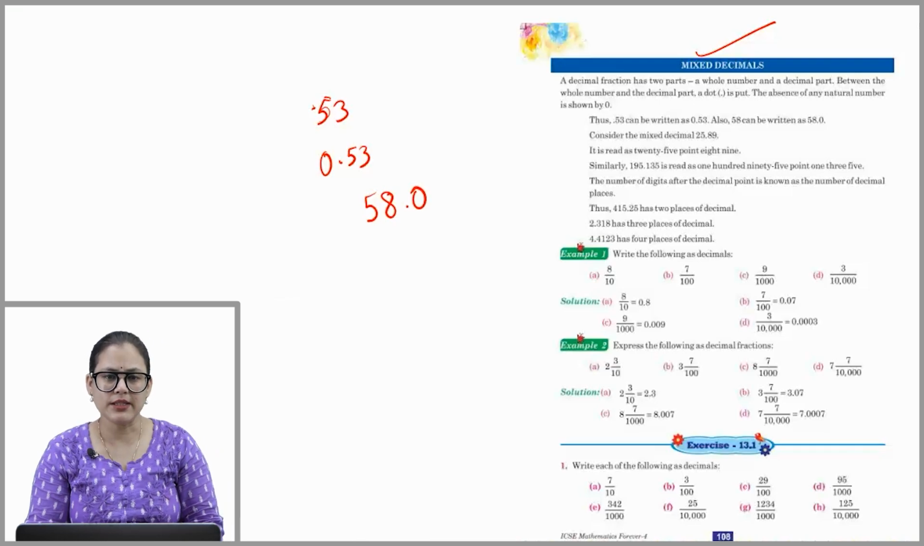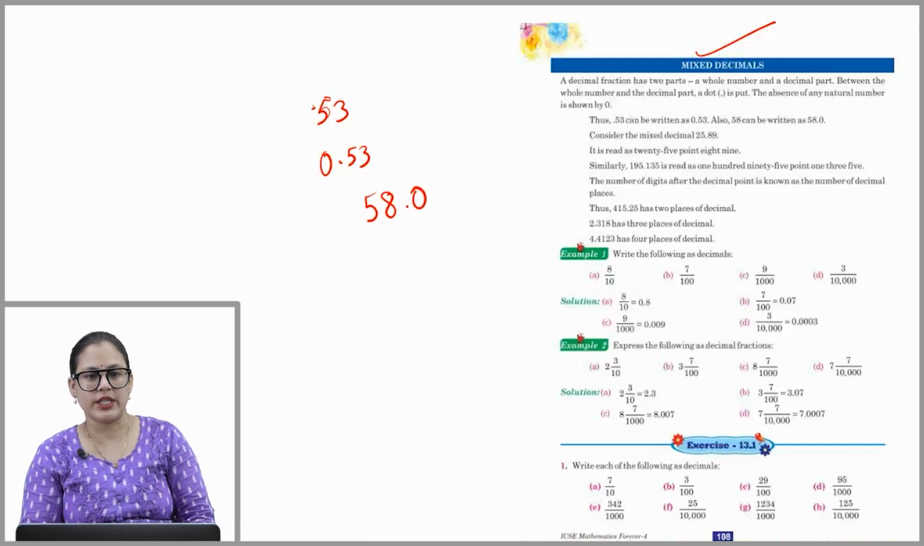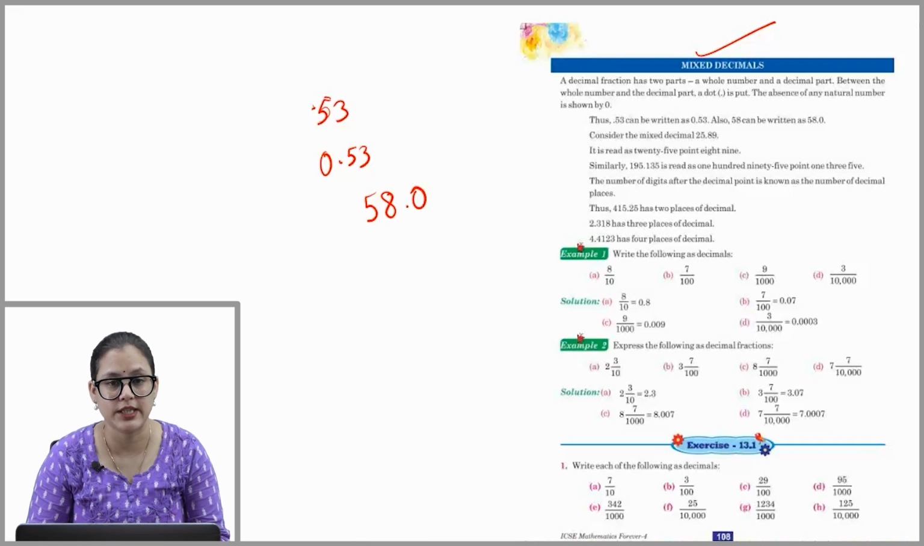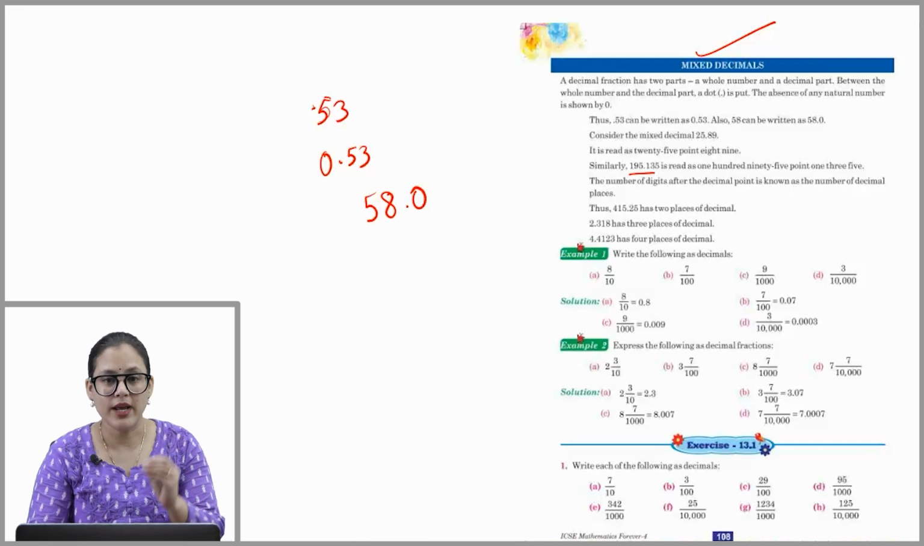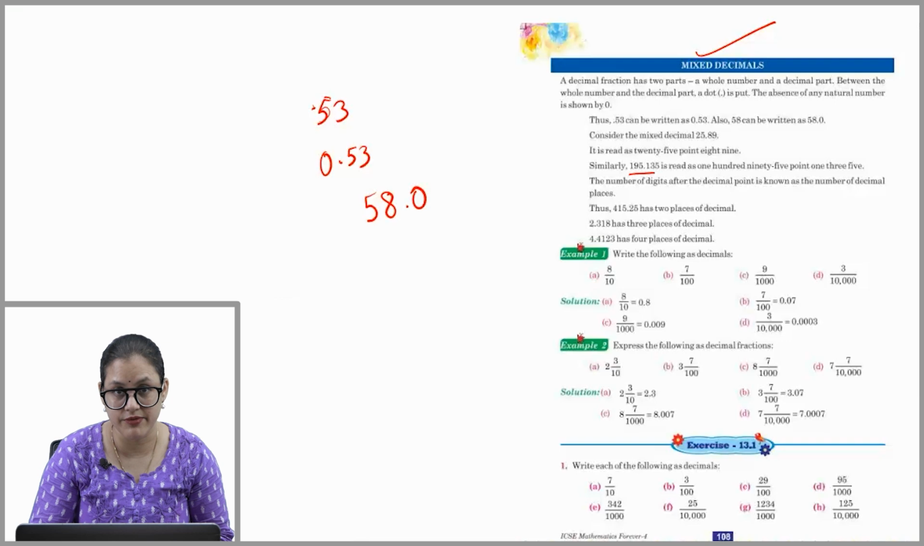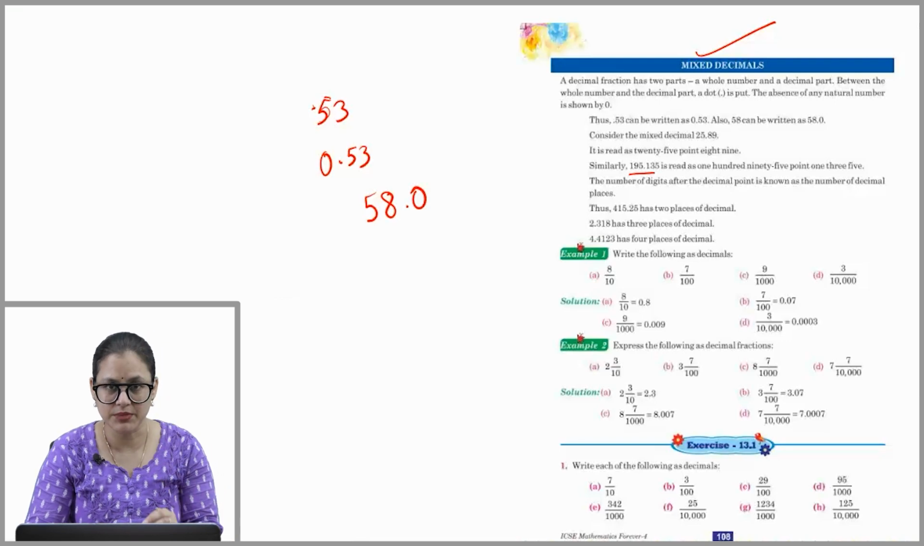Okay, now consider the mixed decimal 25.89. It is read as 25.89. Similarly, this decimal is read as 195.135, not 135. Okay, after the decimal we read the number 1 by 1.